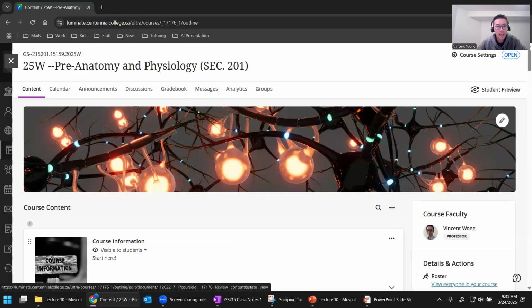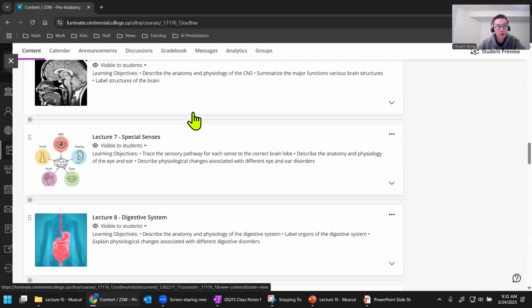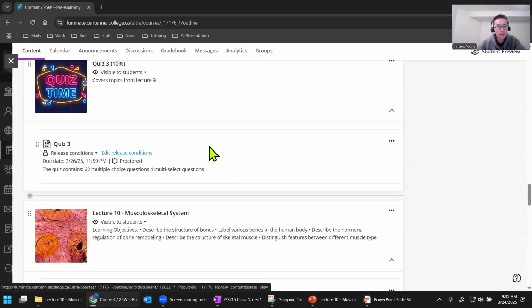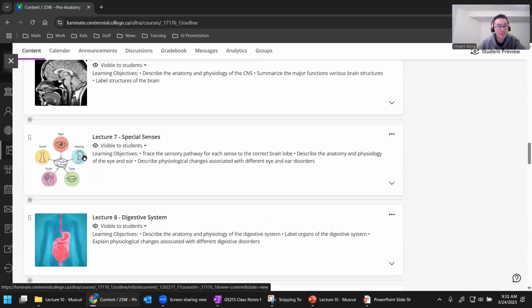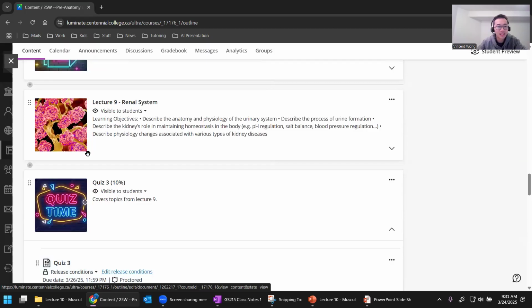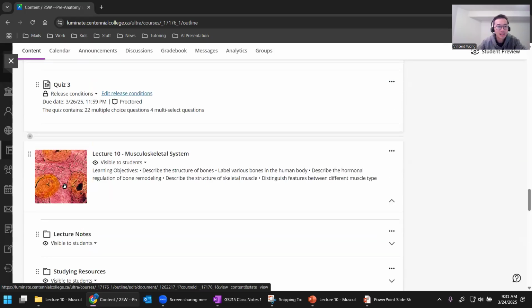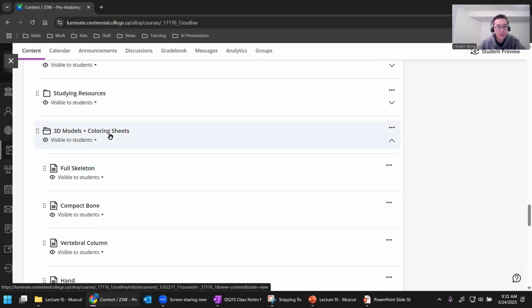So on Luminate, if you go to lecture 10, you see that's the osteon. Each lecture I try to put in something that relates to it. Like these are the glomerulus. These are the osteons. Anyways, we're going to go to 3D models.